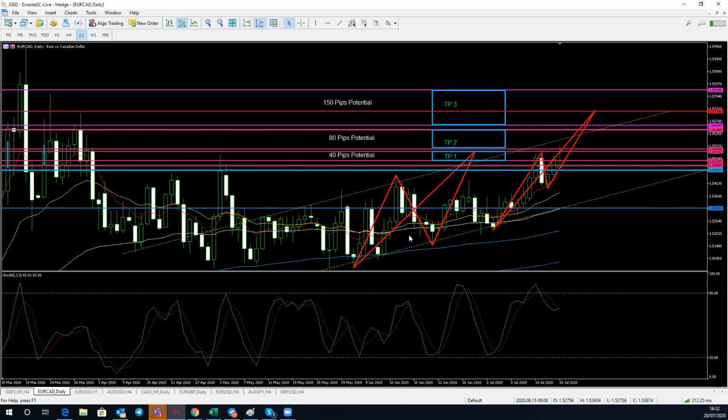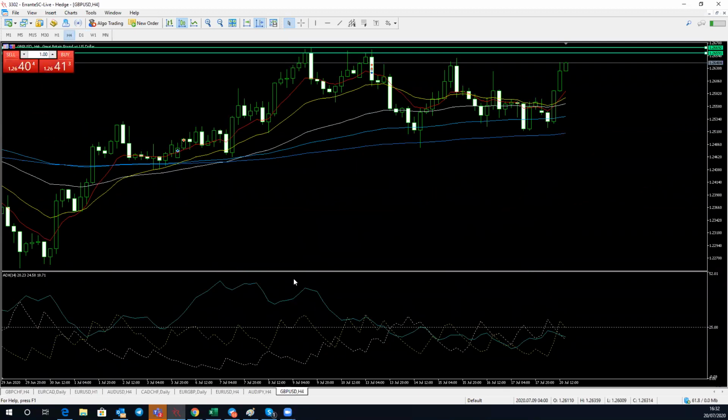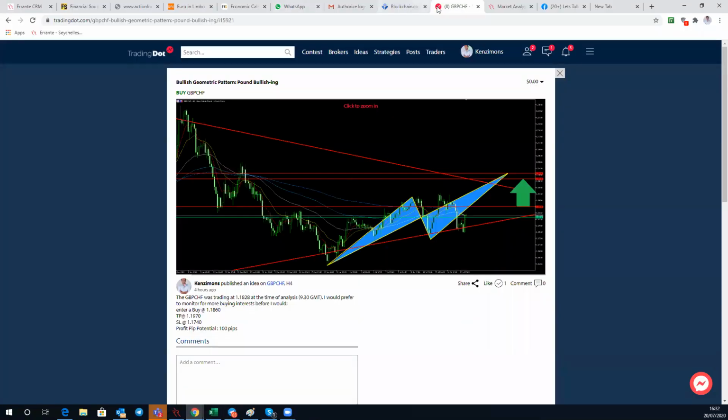Now let's look at your GBP CHF. You have got no stop loss, so we need to look at GBP CHF. You see all the GBPs are definitely looking quite bullish. Let me just check as well.